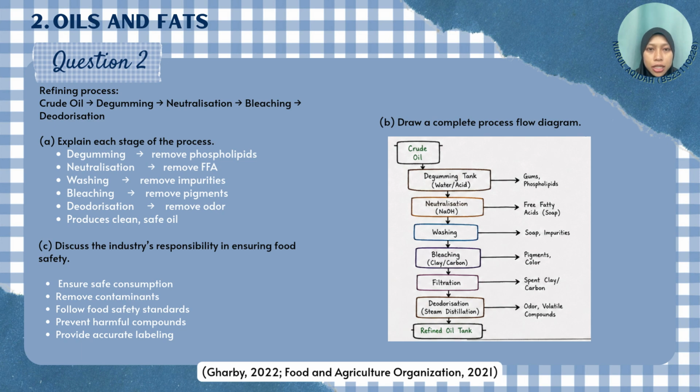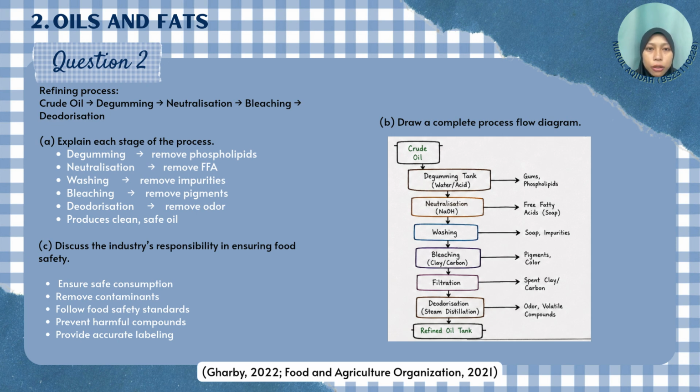For the next one, as you can see in this slide, the process starts with crude oil, which goes through multiple stages until refined oil is produced. Each step plays an important role in removing impurities and improving the final product.